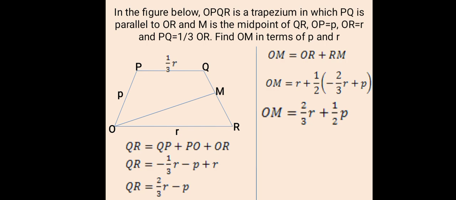In the figure below, OPQR is a trapezium in which PQ is parallel to OR and M is the midpoint of QR. OP is equal to p, OR is equal to r, and PQ is equal to a third of OR. Find OM in terms of p and r.